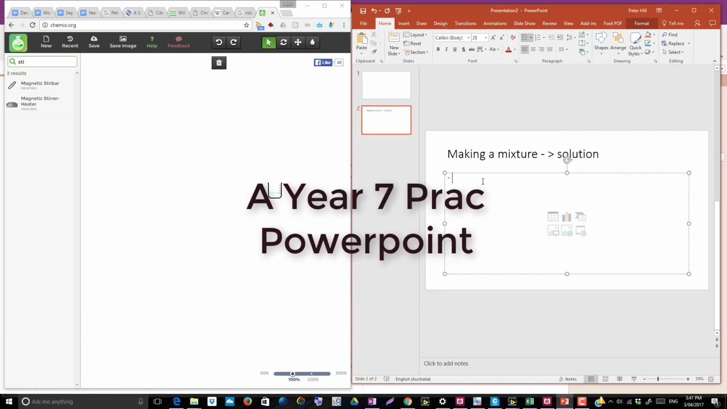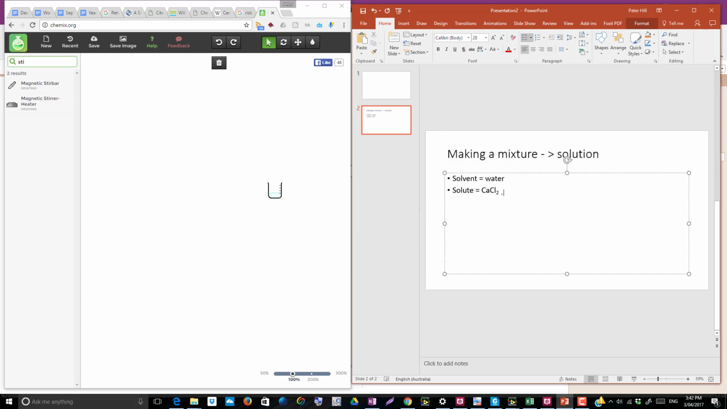This is a behind the scenes look of making a year 7 PowerPoint for a practical lesson. There are some major disadvantages of making PowerPoints that take a lot of time, but as you continue, you get a lot of speed up for it.